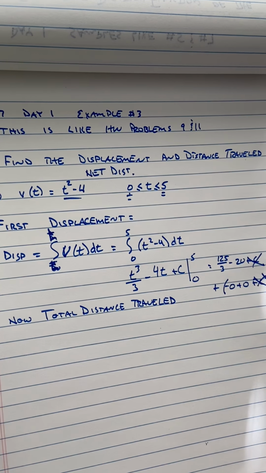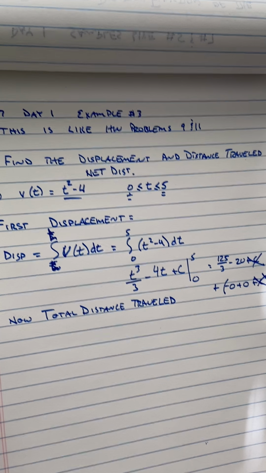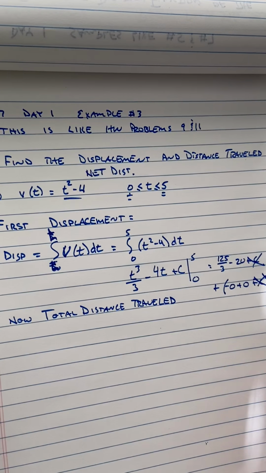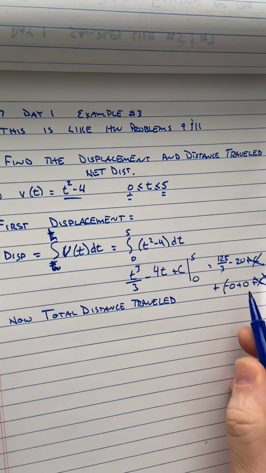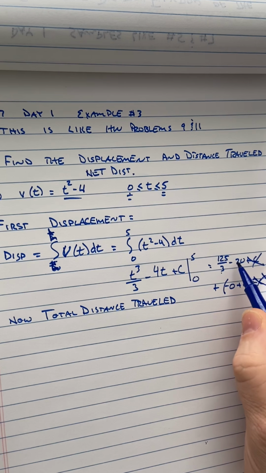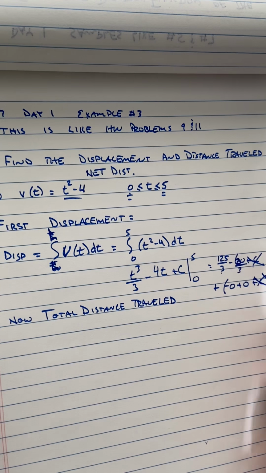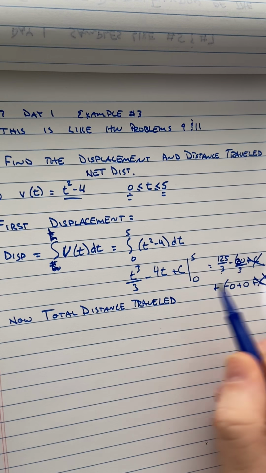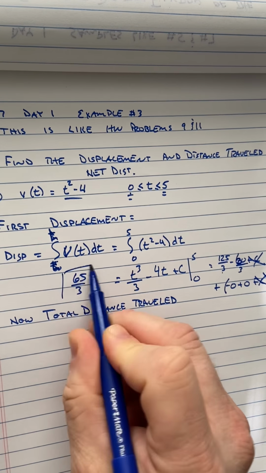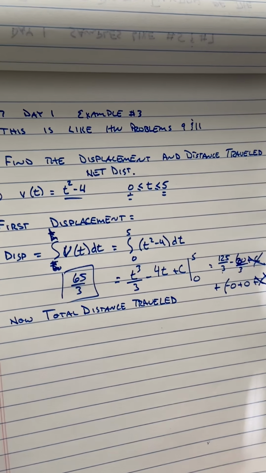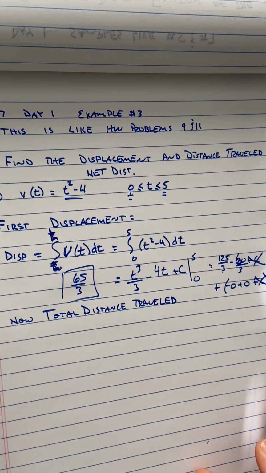So you've got 125 over 3 minus 20. The sum of the digits is 8, so it's not divisible by 3. So we're going to have to get a common denominator. Multiply this one top and bottom by 3. So now we got 60, and so this is 65 over 3. Meters, feet, whatever. This thing travels more right than it does left.